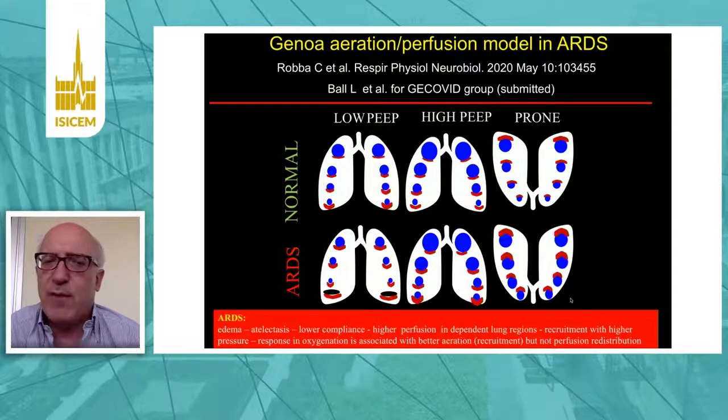So in RDS, we have an increase in edema, atelectasis, lower compliance, higher perfusion in the dependent lung regions, recruitment with higher pressure, and response in oxygenation is associated with better aeration. It has recruitment, but not perfusion redistribution.